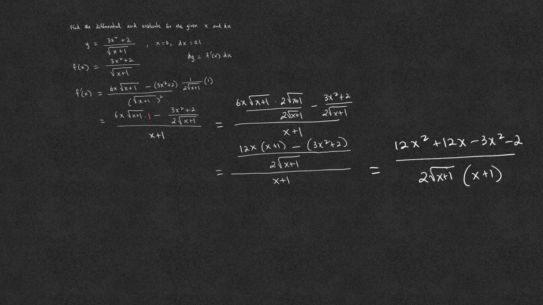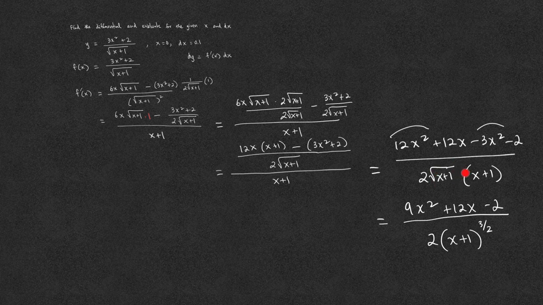In the numerator, we can combine like terms. 12x squared minus 3x squared is 9x squared plus 12x minus 2 over, we can write this as 2 and then x plus 1 to the power 3 over 2 if we want to, because the square root is the power 1/2. 1/2 plus 1 is 3/2, and x plus 1 has the same base.